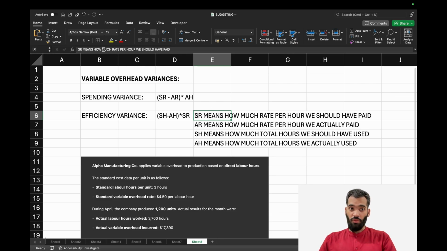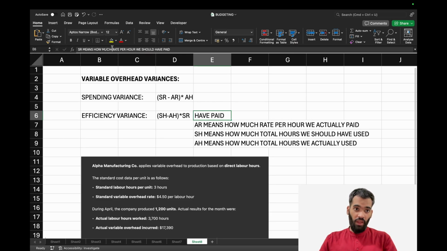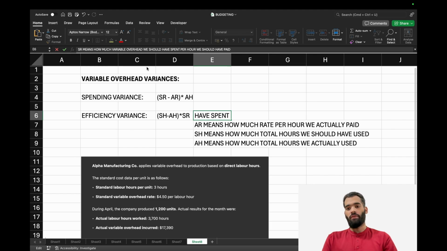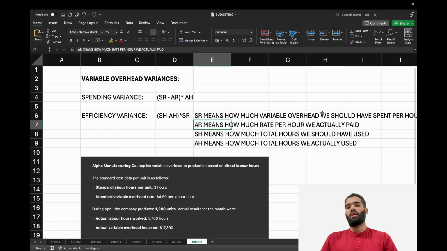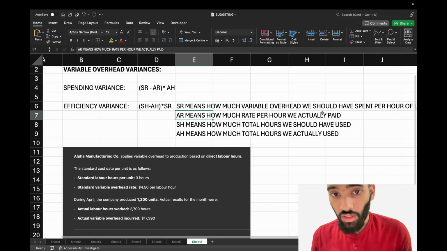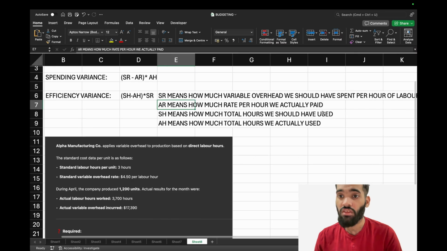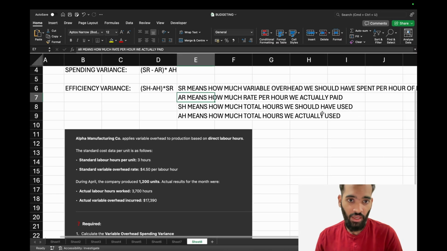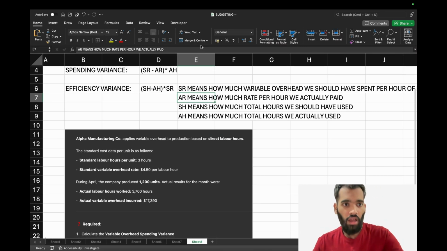If I want to make it more precise, I'll say how much variable overhead we should have spent per hour of labor. That's what standard rate means here. Standard rate means how much variable overhead we should have spent per hour of labor. Actual rate means the same thing, but how much we actually did.